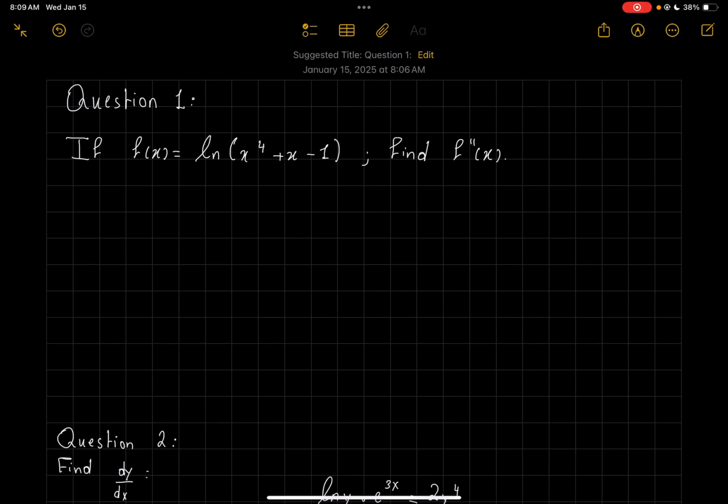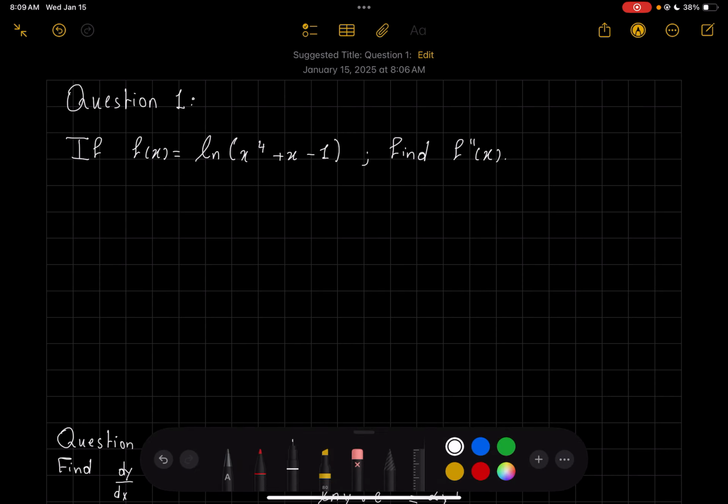Today we're going to be reviewing 5 questions for implicit differentiation and higher order derivatives. So the first question, they told us to find f double prime of x given this function. Now, in order to find it, first of all, we need to find the first derivative. The first derivative is going to be in the form of u prime over u.